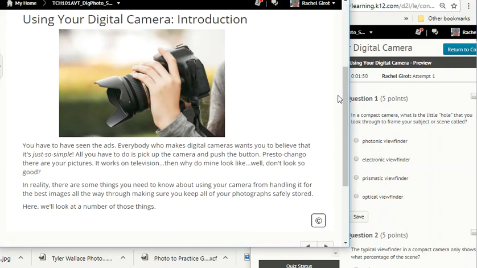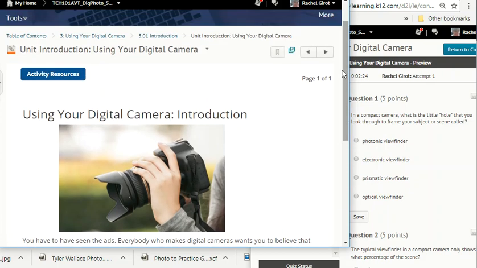Alrighty. You have to have seen the ads. Everybody who makes digital cameras wants you to believe that it's just so simple. All you have to do is pick up the camera and push the button. Presto, changeo, there are your pictures. It works on television. Then why do mine look like, well, don't look so good? In reality, there are some things you need to know about using your camera, from handling it for the best images all the way through making sure you keep all of your photographs safely stored. Here, we'll look at a number of those things.